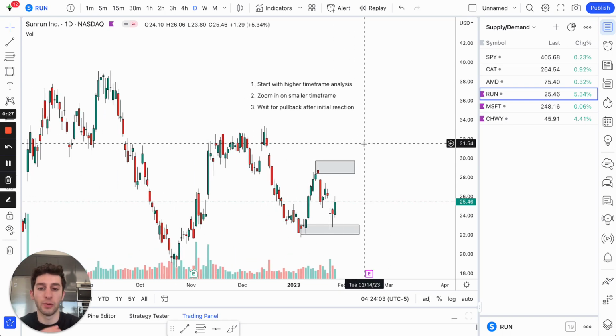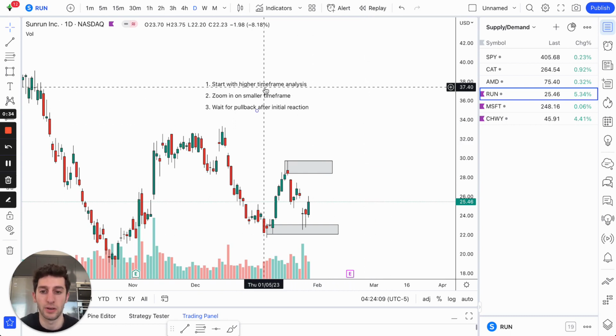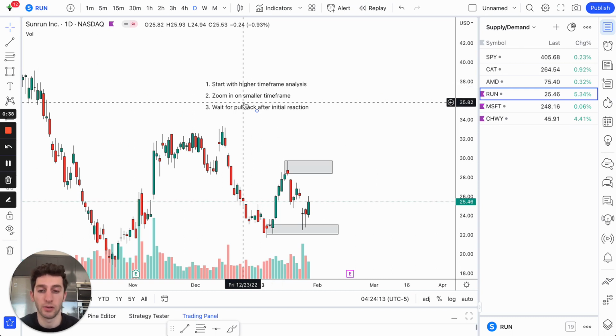So the few simple processes that I use in order to do this setup is 3 easy steps. The first one is going to be start with the higher time frame analysis. Then the second step is to zoom in on the smaller time frame, and the third one is to wait for the pullback after the initial reaction. I know it's a little confusing, so I'm going to dive into it right now and show you exactly what that means and how that works.